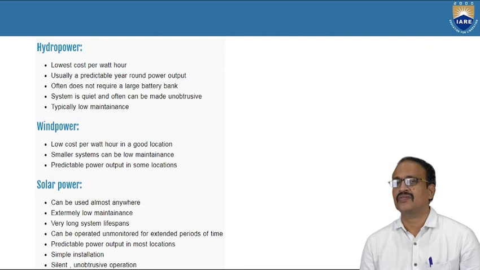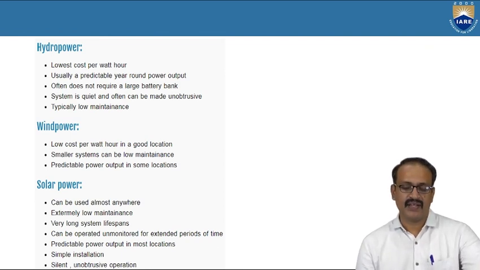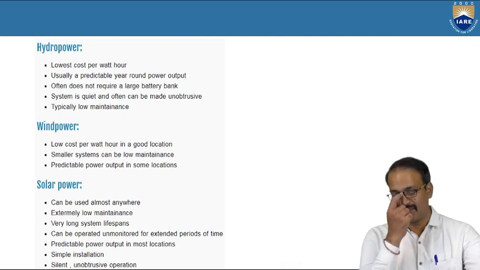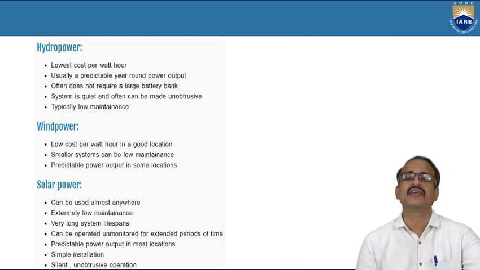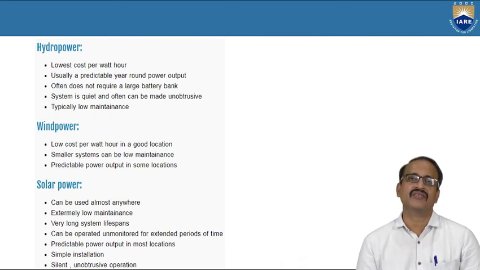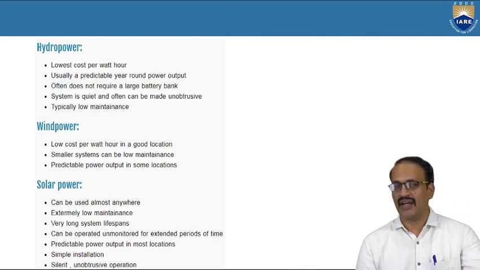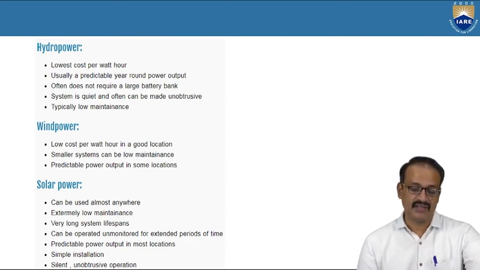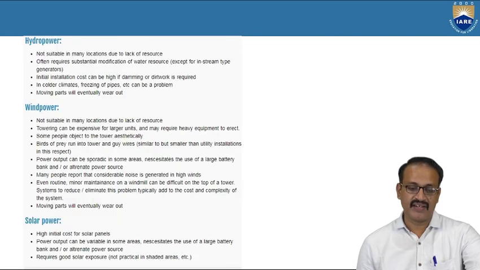Solar power has extremely low maintenance, the lifespan is large, and it can be operated unmonitored for extended periods of time. It is also a predictable power, and installation is very, very simple. Installation cost for hydropower is very, very high, and installation is also difficult. It is also silent and unobtrusive.